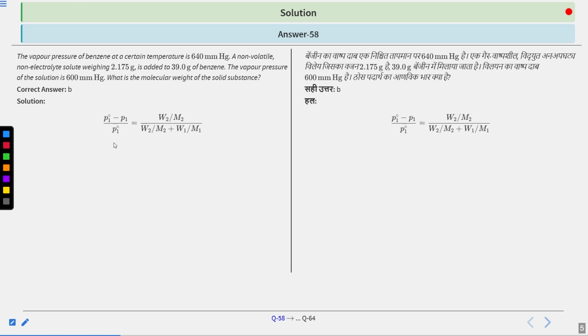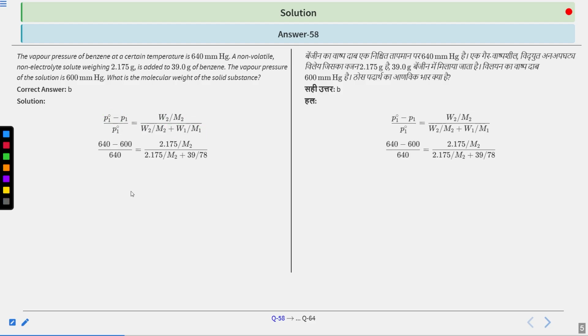We know that the relative lowering of vapor pressure is equal to the mole fraction of the solute. So we have written the mole fraction of the solute as number of moles of solute by total number of moles. Further, we have simplified it to weight by the molecular weight. Here we have written the relative lowering of vapor pressure. So this is the lowering and we are relating it with respect to the original one.